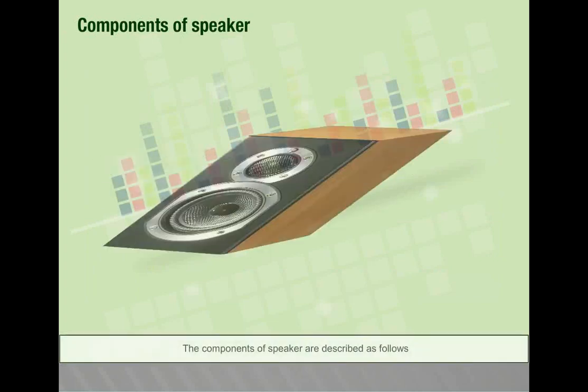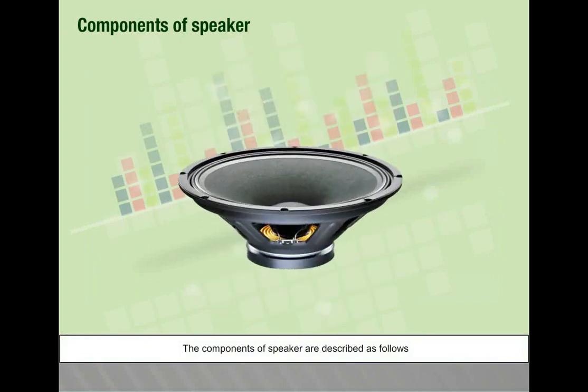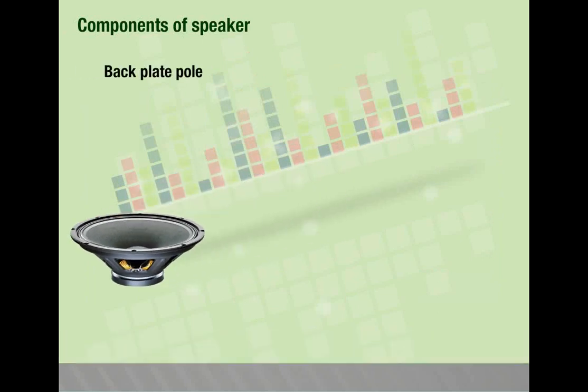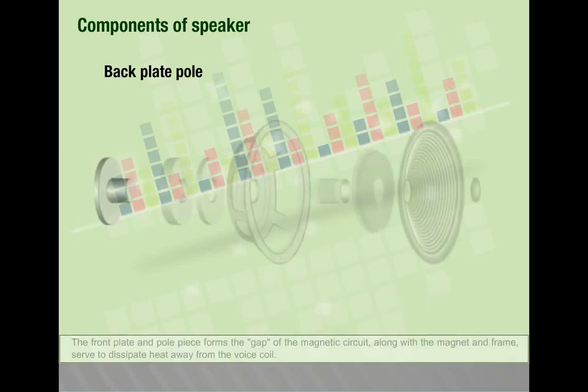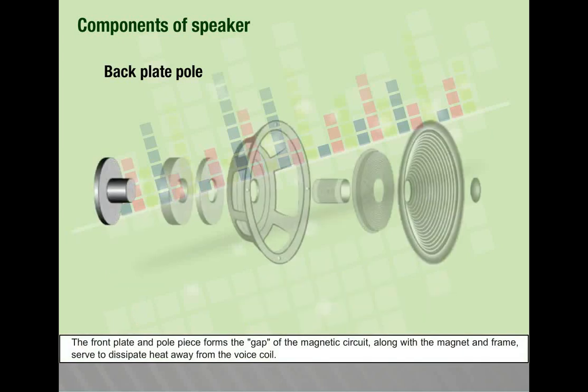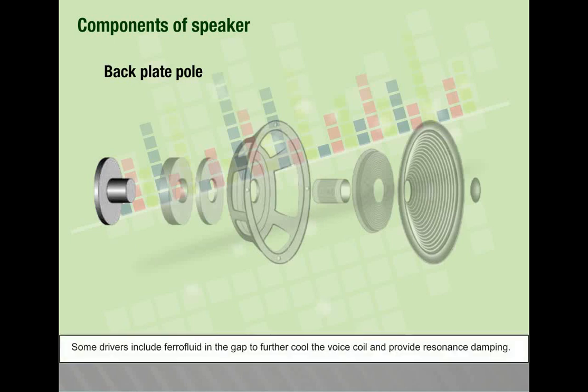Components of a speaker. The components of a speaker are described as follows. Backplate pole. This part is usually made of iron or a similar permeable material to form the magnetic circuit with a magnet. The front plate and pole piece form the gap of the magnetic circuit along with the magnet, and the frame serves to dissipate heat away from the voice coil. Some drivers include ferrofluid in the gap to further cool the voice coil and provide resonance damping.